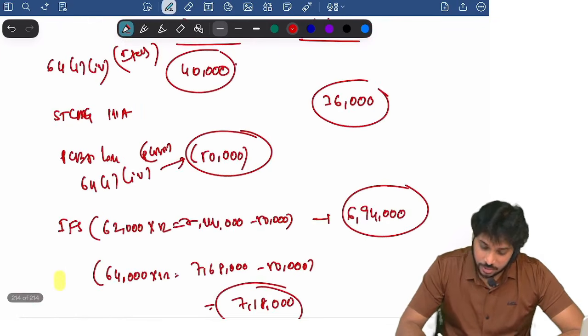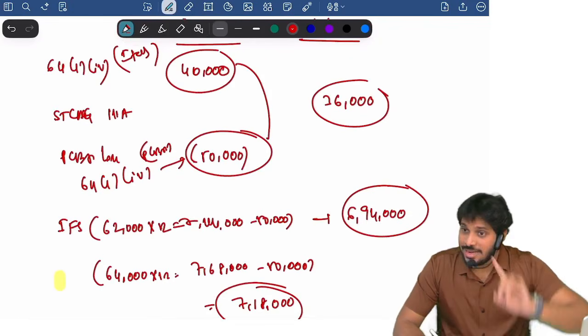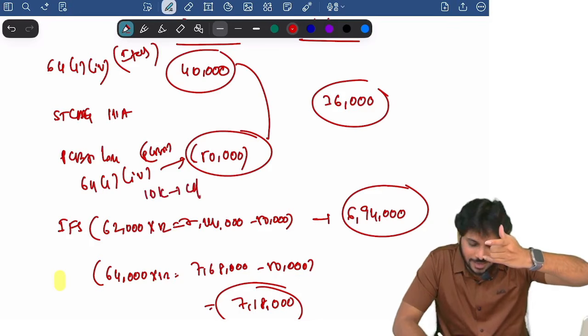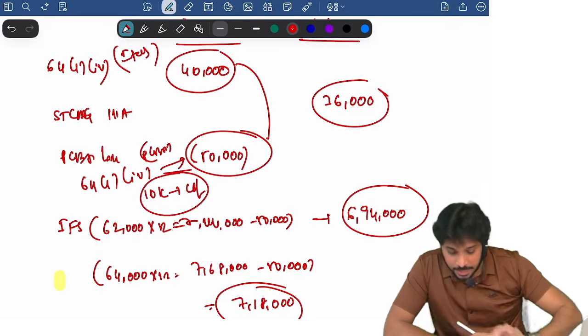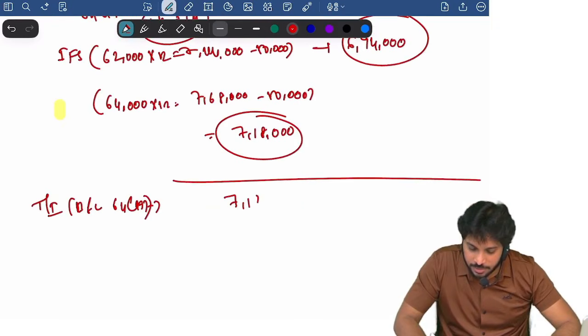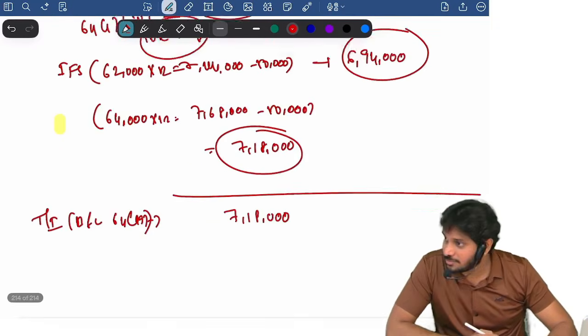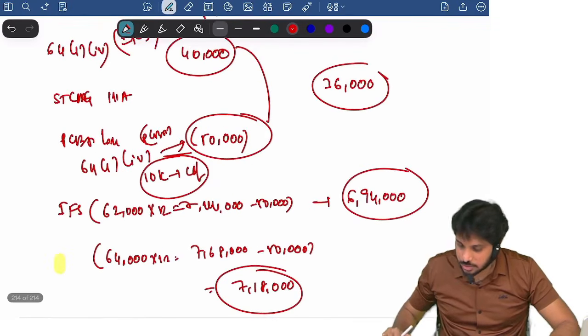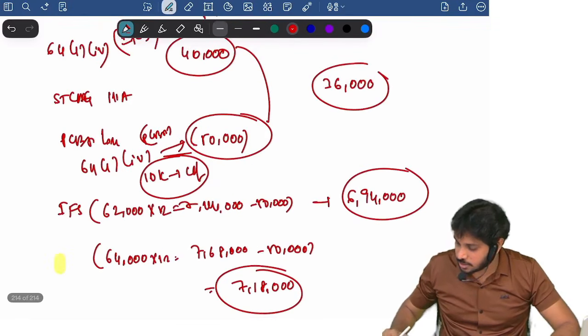Now for this I need to apply set off of these two. Maximum 40,000 only I'll set off. 10,000 I cannot set off. The 10,000 I will carry forward. Yes or no? Now what is the total income of Deepak? 7,18,000. Now what is the total income of Natasha? 6,94,000 plus 30,000. Sorry, 6,94,000 plus 36,000.